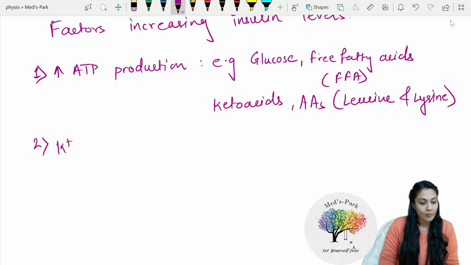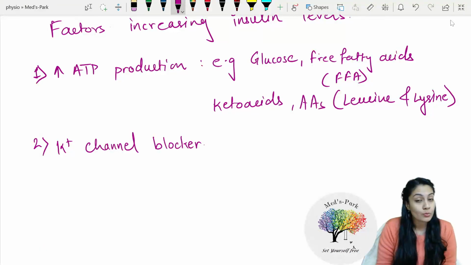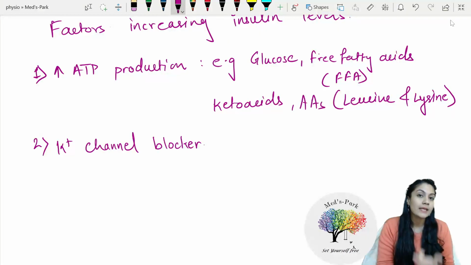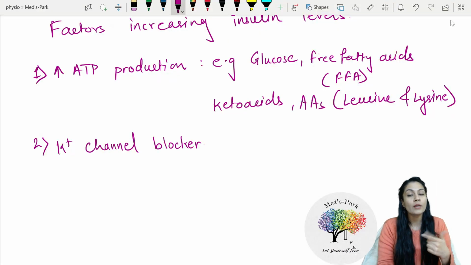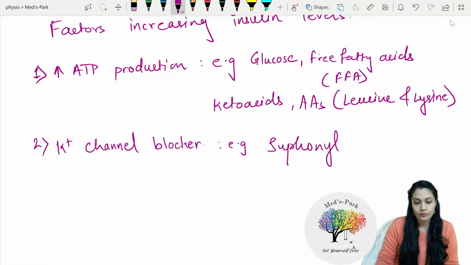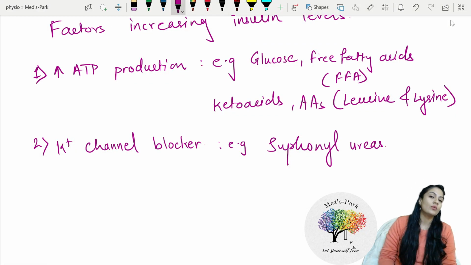The second, let's talk about the potassium channel blockers. Now remember, if you give potassium channel blockers, obviously the ATP dependent potassium channel of the beta cell of the pancreas will be blocked. More and more potassium will be accumulated inside, more and more depolarization, more and more opening of calcium channels, more and more exocytosis. So potassium channel blockers. Any example? The example is sulfonylureas, which we give in the treatment of a diabetic patient.